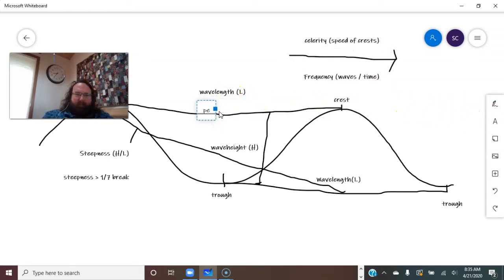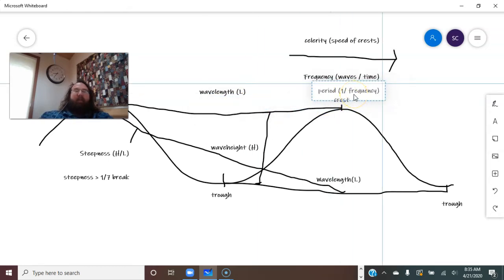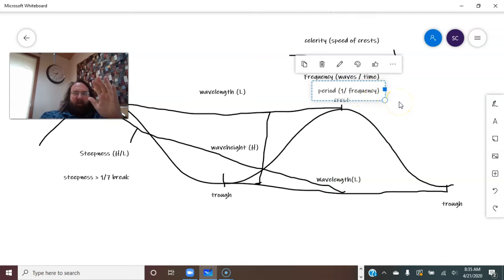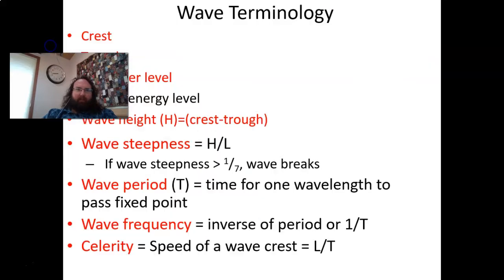Final one is period. This is just 1/frequency. This is the time between waves. So, with all these, you can use this to classify how fast a wave is traveling, how it forms, and a whole bunch of other fun. So a couple things that'll be useful for understanding waves. Celerity, the speed of the wave, is the wavelength divided by the time.